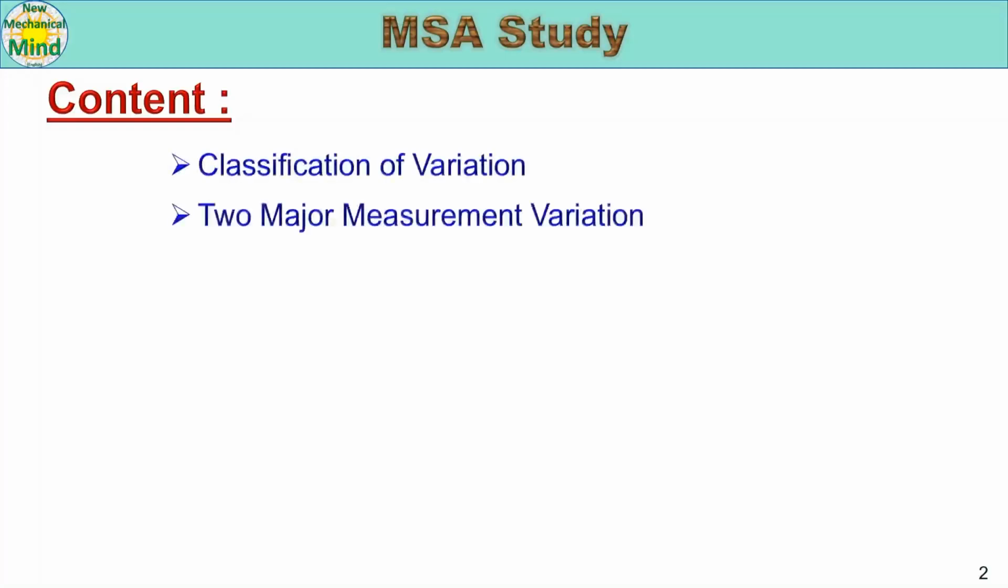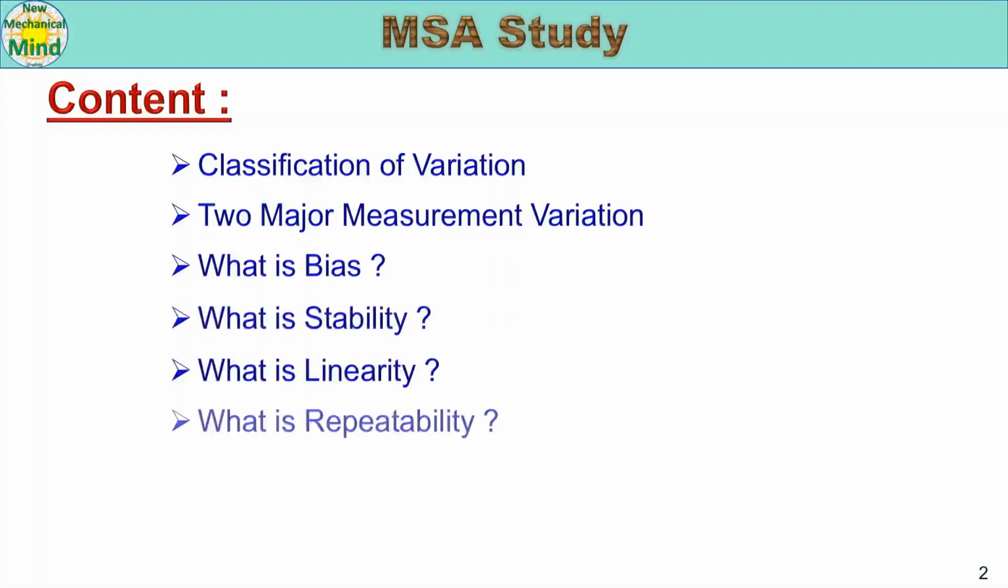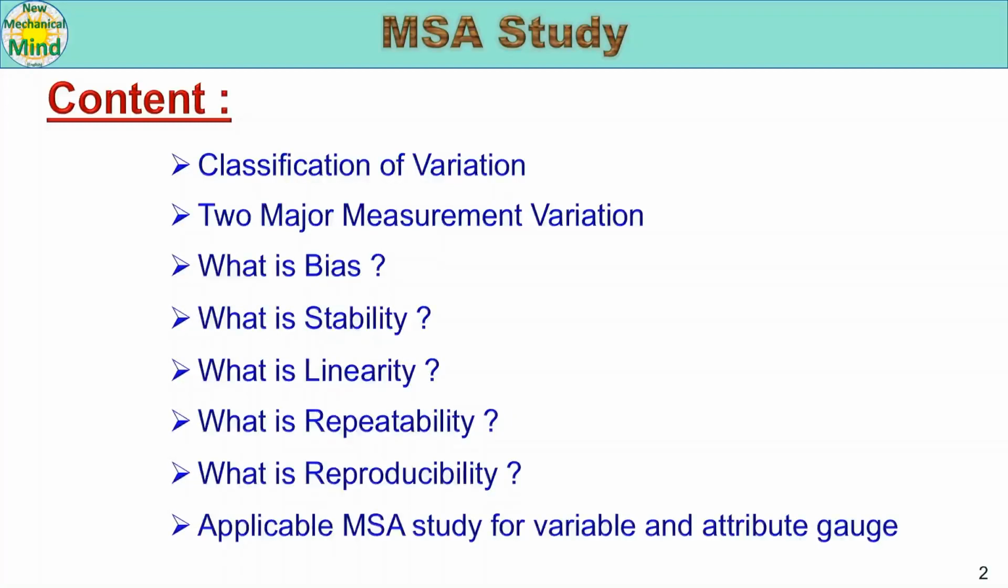MSA study. In this topic, the contents we are going to see are classification of variation, two major measurement variations, what is bias, what is stability, what is linearity, what is repeatability, what is reproducibility, and applicable MSA study for variable and attribute gauge. These are all the contents we are going to see in this video. You will definitely learn many new things, so kindly watch this video up to the end. Let us go into the training.